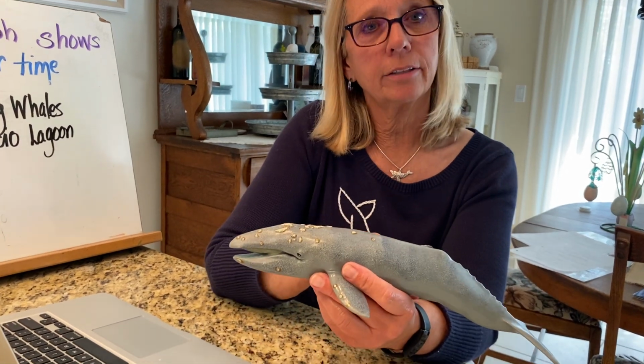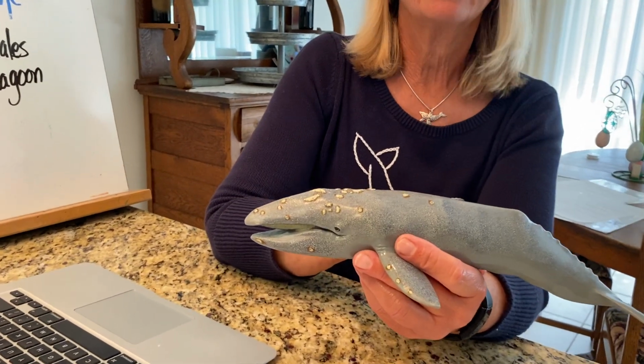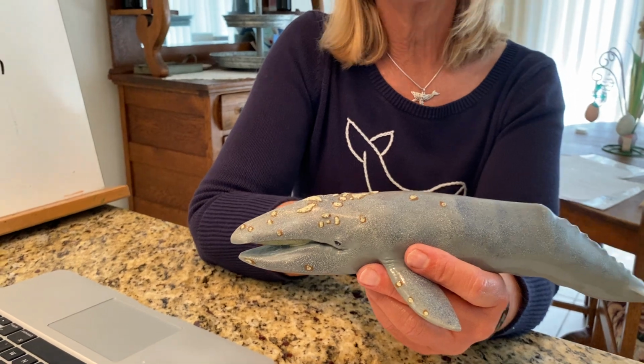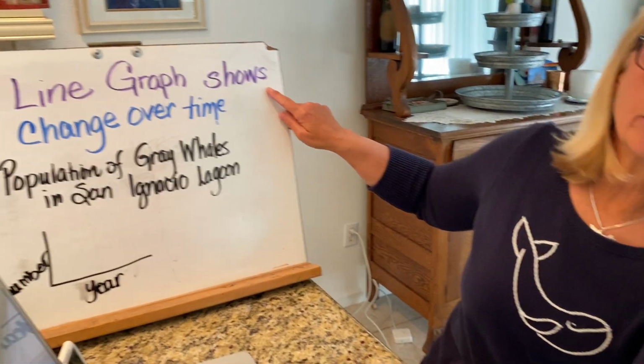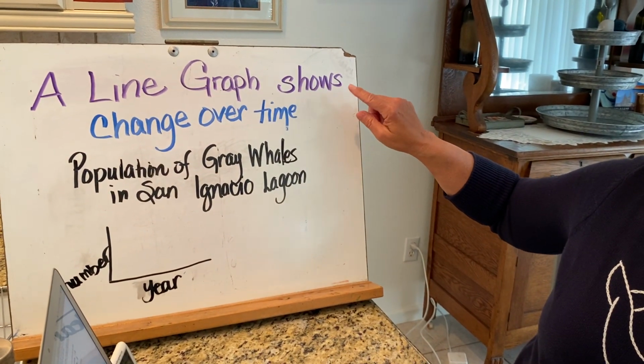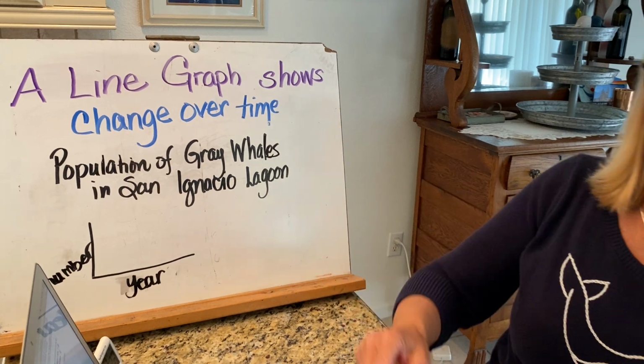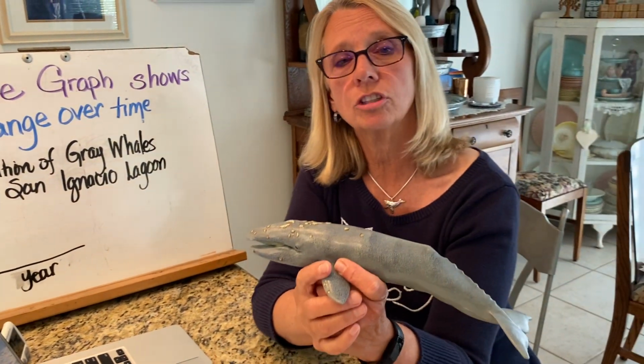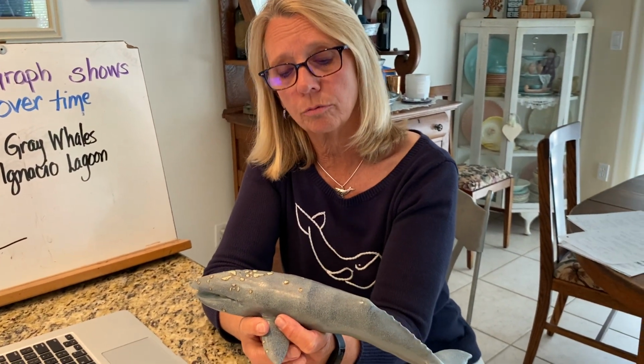We're going to continue our theme of doing math lessons related to whales. Now, the other day we learned how to make a bar graph where we compare different types of groups. Today we are going to make a line graph, and a line graph shows change over time, and we're going to be talking about how the population of the gray whale has changed over time.